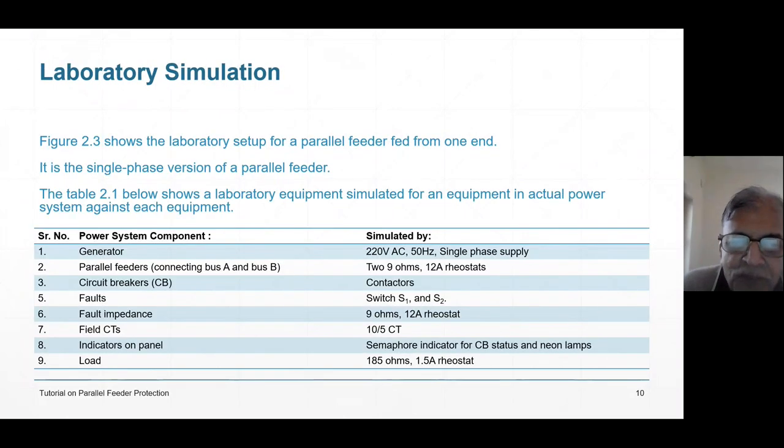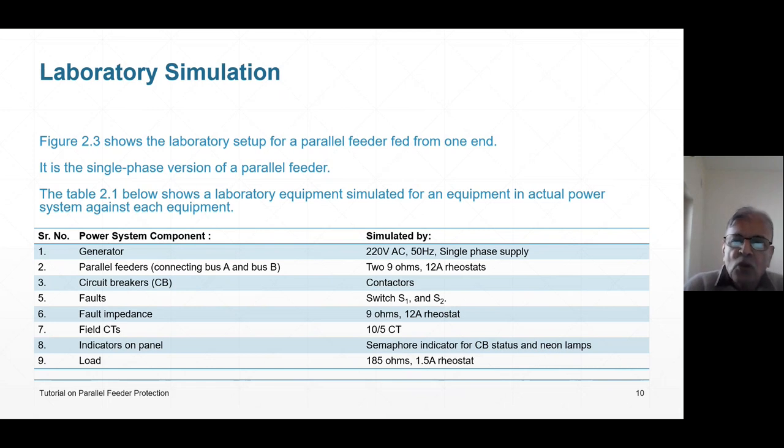Fault impedance: when a line-to-line fault occurs, there will be a flashover path. When a line-to-ground fault occurs, there will be arc resistance, flashover path, plus the soil resistivity. That I have assumed to be 9 ohms, and I am using a physical 9 ohms. Field CTs are 10 by 5. Actually, there would be 100 by 5 or 1000 by 5. Here it is 10 by 5.